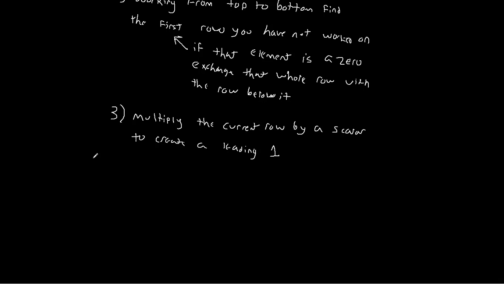The fourth thing you're going to do is use row operations, adding two rows together, swapping positions, multiplying by scalars, you're going to use those operations to place zeros under that leading one.